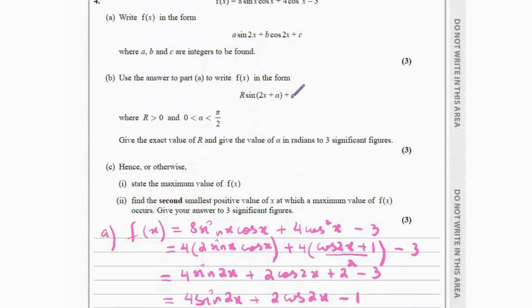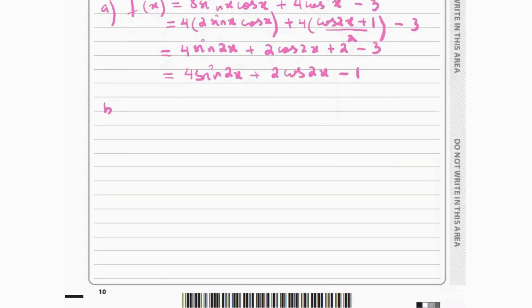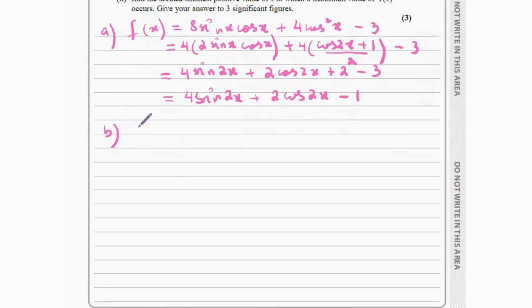Then it says to use the answer to part A to write f of x in the form of r sine of 2x plus alpha plus c, where r is greater than 0 and alpha is between 0 and pi by 2. Give the exact value of r and give the value of alpha in radians to 3 significant figures. So we're going to use another identity in this case. We know the question wants it in the form of r sine of 2x plus alpha and then plus c. Whenever it's r times sine of an angle being added to an angle or subtracted from an angle, we're going to use this rule.